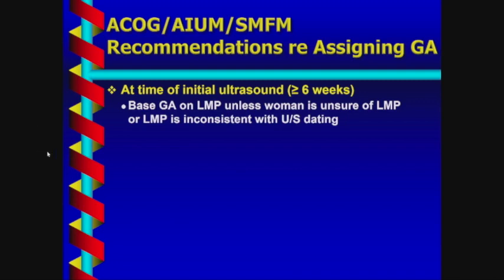So, from the paper that I showed a couple of slides back, what are the recommendations for assigning gestational age? At the time of the initial ultrasound, at least the initial ultrasound after 6 weeks, they suggest basing the gestational age on the LMP unless the woman is unsure of her LMP, or she tells you her LMP, but the LMP is inconsistent with ultrasound dating.